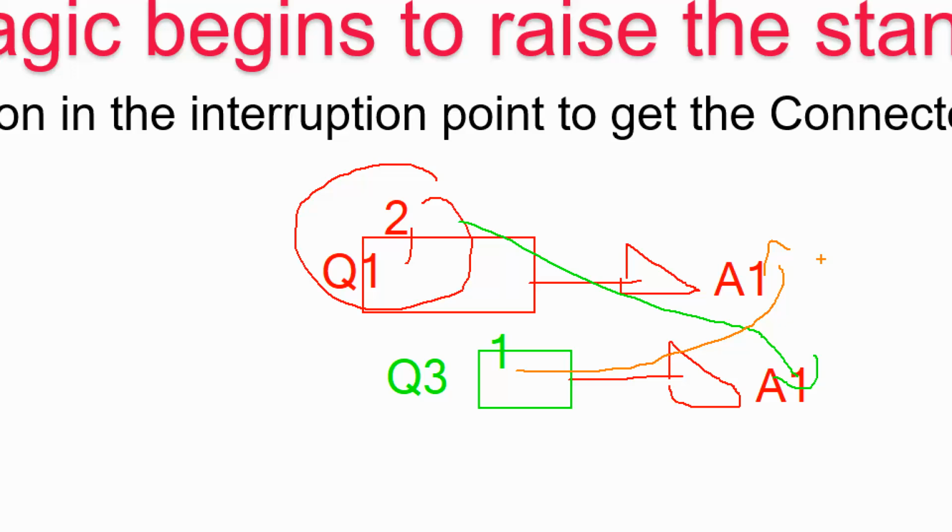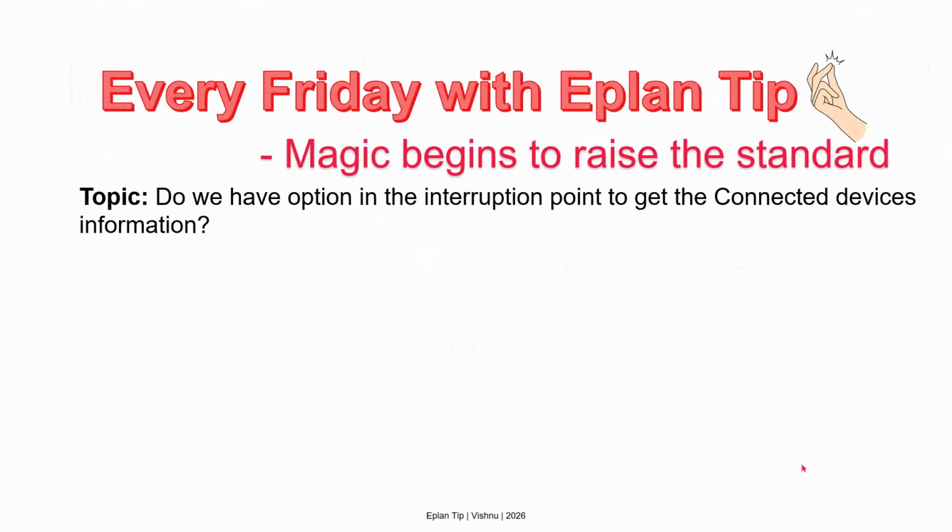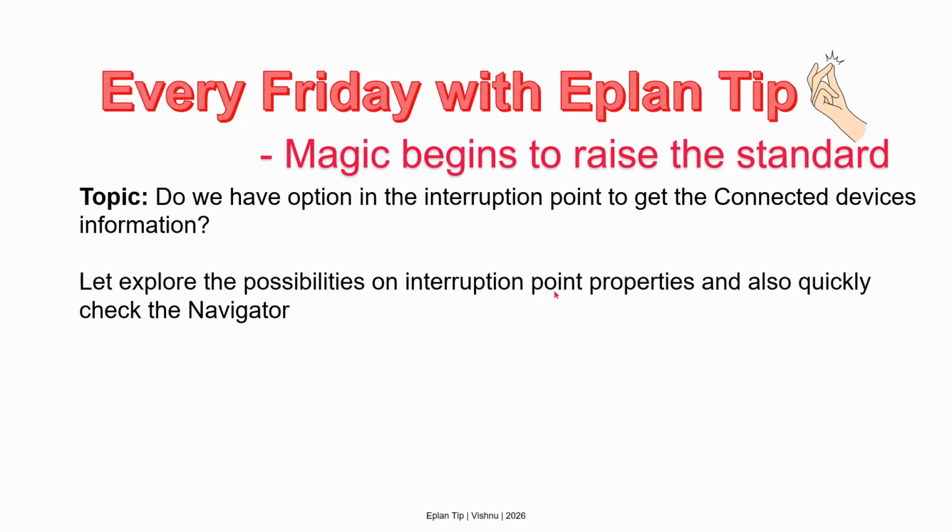Also, we will quickly see that when I put one interruption point, if I want to get that information, how quickly we can play with it. Those navigators are equally important. Before we get into that, what important things should we be aware of? Definitely how to get an interruption point.